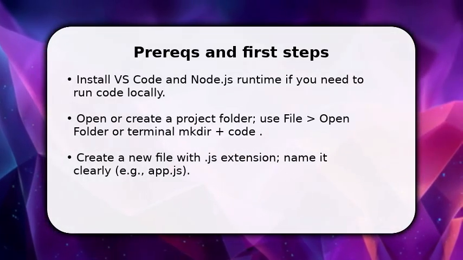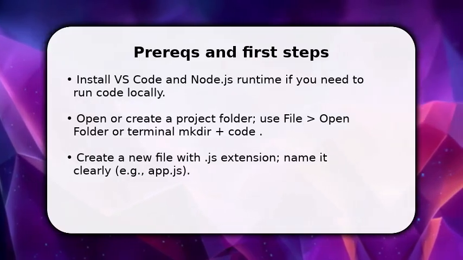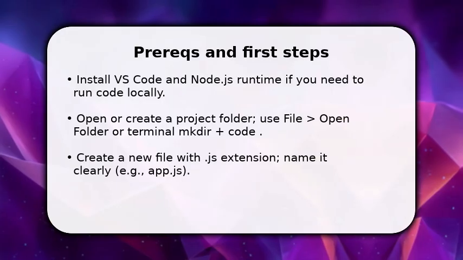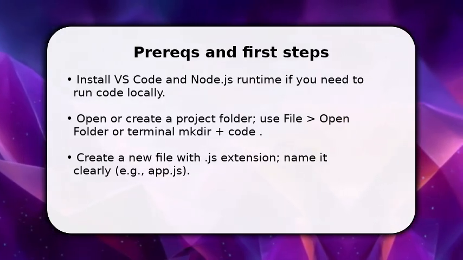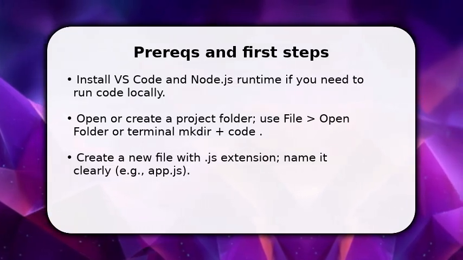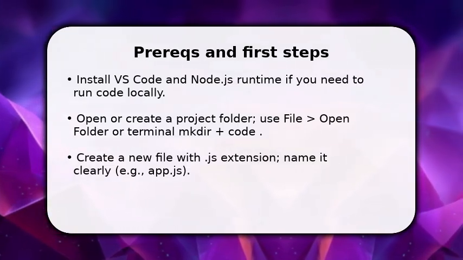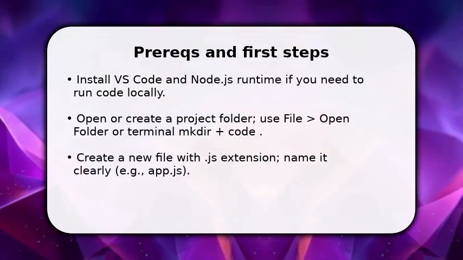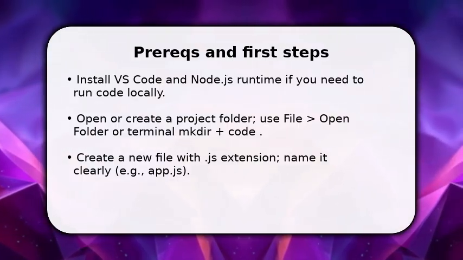Once the folder is open, create a new file and save it with a JS extension, for example app.js, because the extension controls language mode and tooling. Make sure the bottom right shows JavaScript language mode. If not, click it and choose JavaScript to enable linting, snippets, and syntax highlighting immediately.